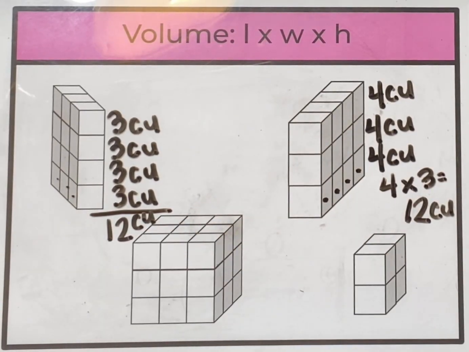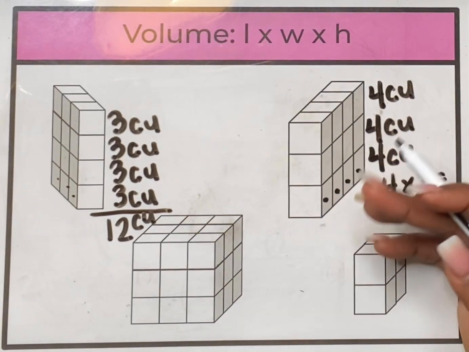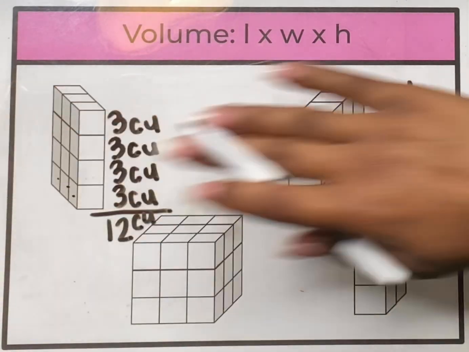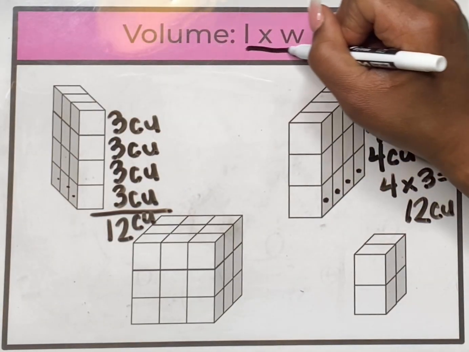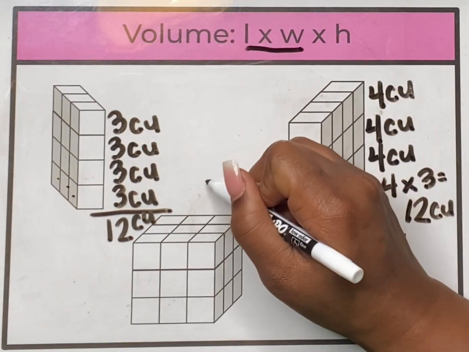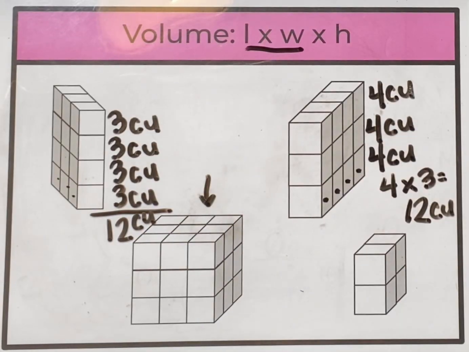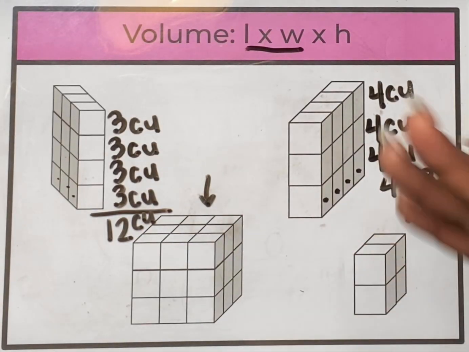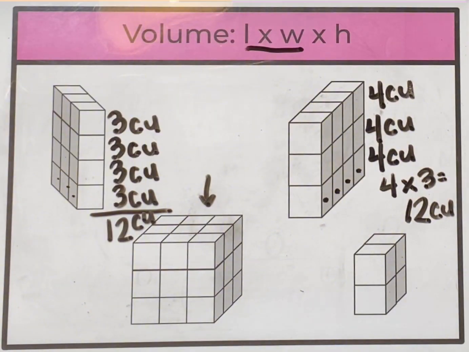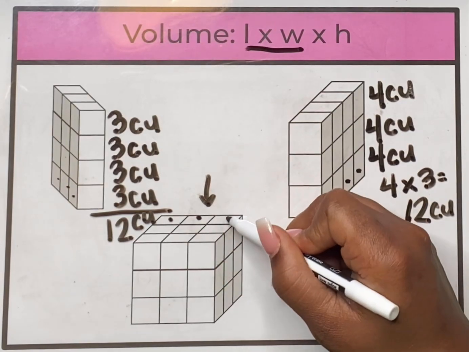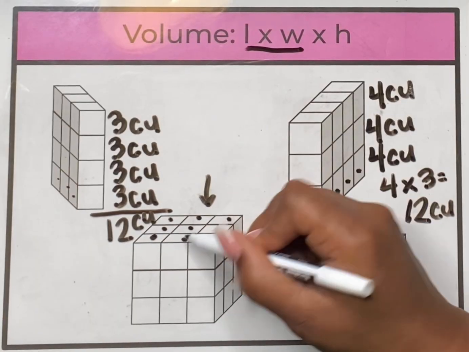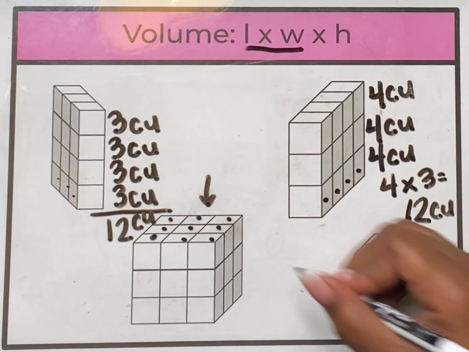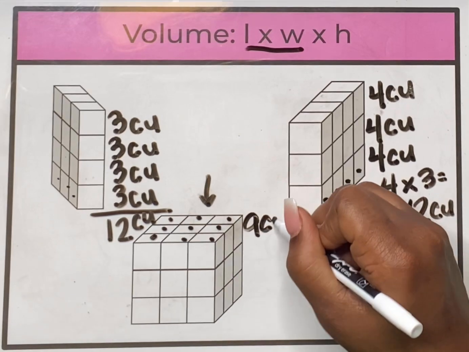Now, let's count again our layers. Okay, remember, you can look at it from the top or the bottom. The layer is the base. The base is created from your length times your width. We're going to look at this prism from the top. Let's count. 1, 2, 3, 4, 5, 6, 7, 8, and 9. So we have 9 cubes in our base. 9 cubic units.